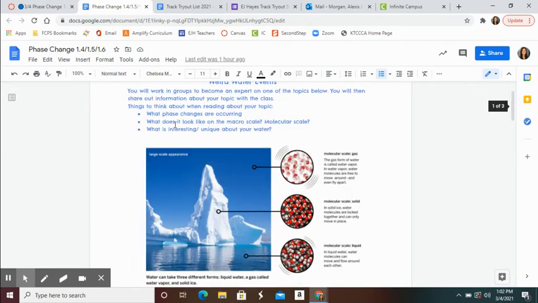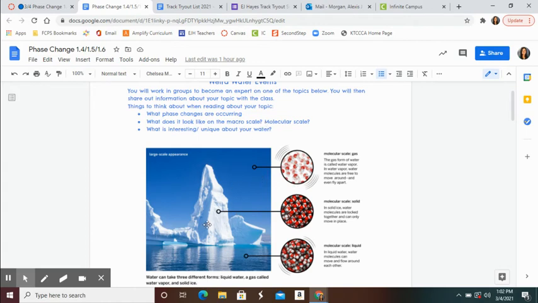Up here in the instructions, I gave you some things to think about when reading. So what phase changes are occurring? And what does that look like? And we talked about the macro scale and the molecular scale. Remember, macro scale is what we can see with our eyes. So we can see the iceberg, the glacier here, which is solid. You can see the water down here, which we know is liquid. We know that the air is made up of gas.